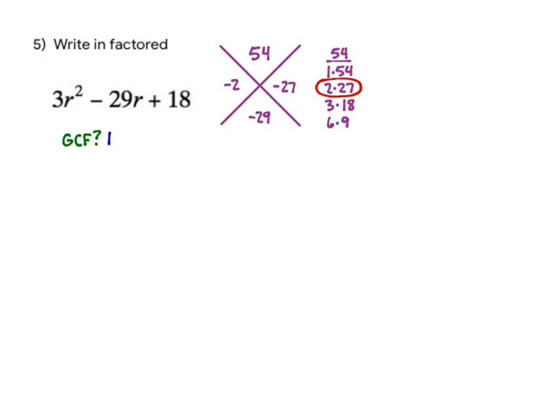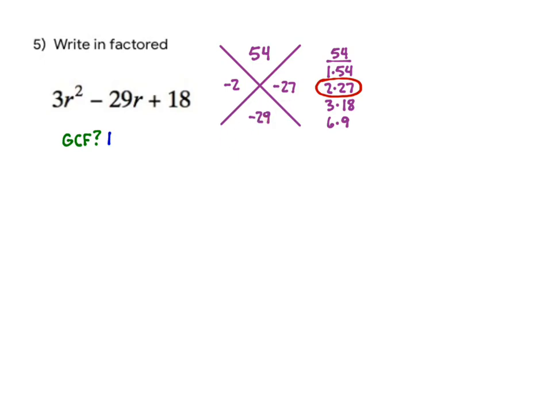So we're going to put those numbers down. And because we are multiplying these two numbers to get to positive 54, that tells us that these two numbers must either both be positive or both be negative. Because we want them to add up to negative 29, they would have to both be negative.